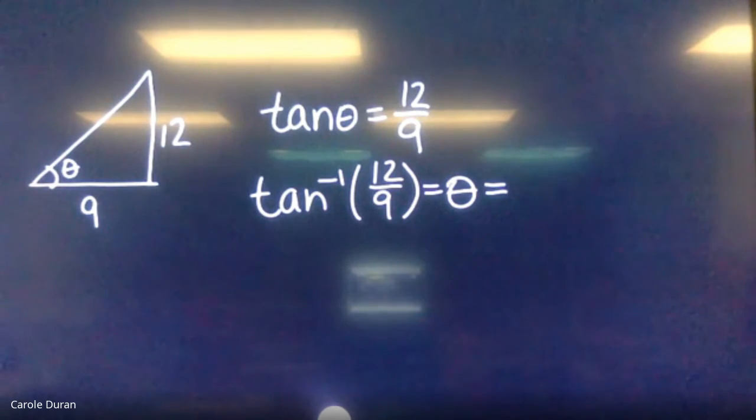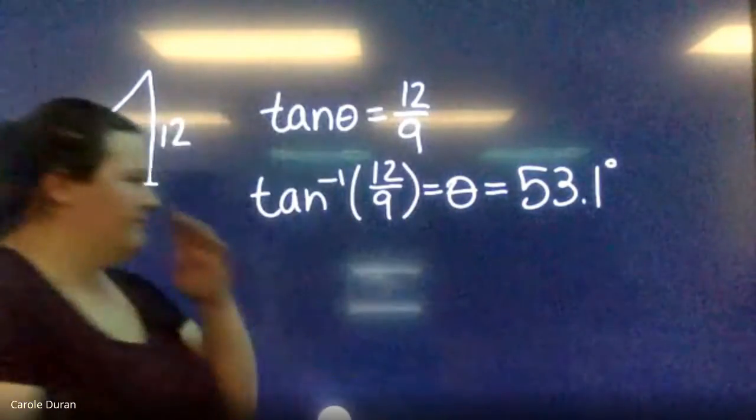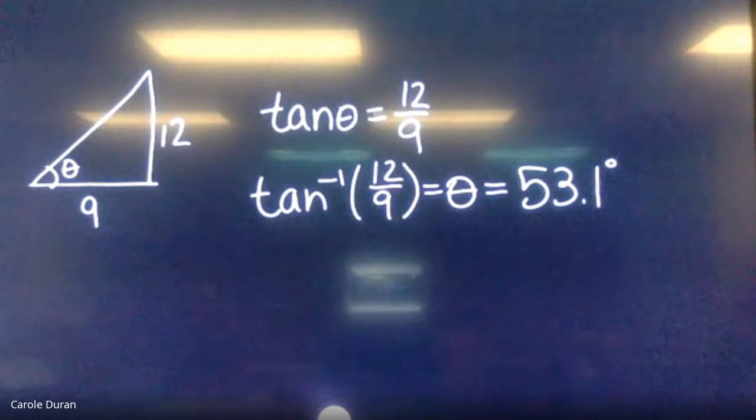I got it. Anybody else get 53.1? I originally got a syntax error, so I have to put 9 and then a parenthesis. How do we feel about this? I'm confident. One more, and then we're done.